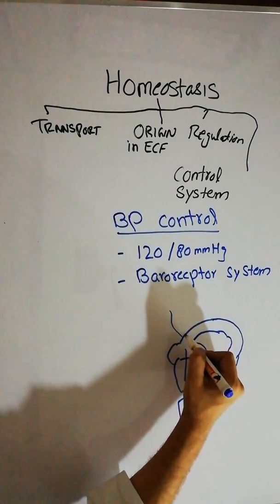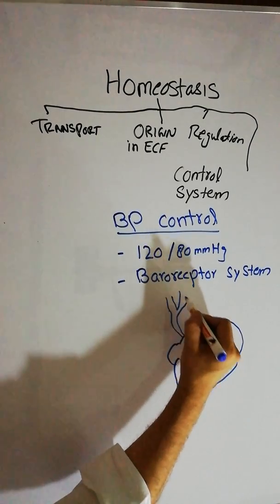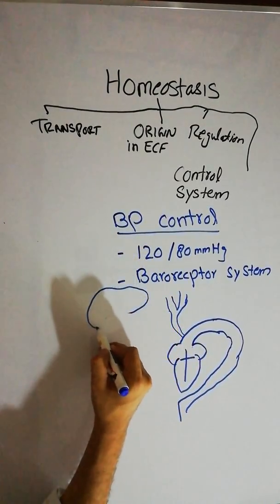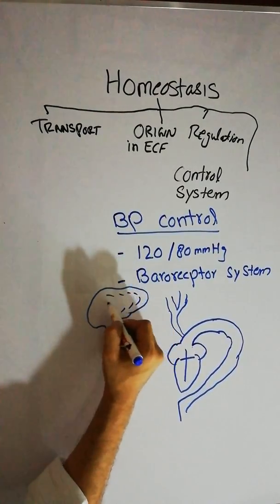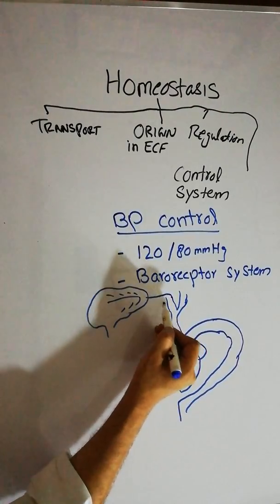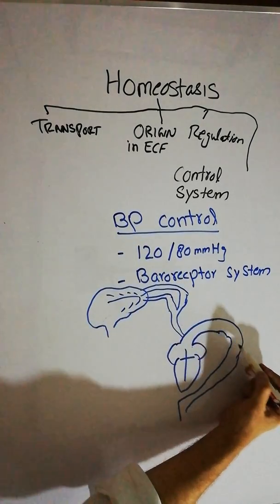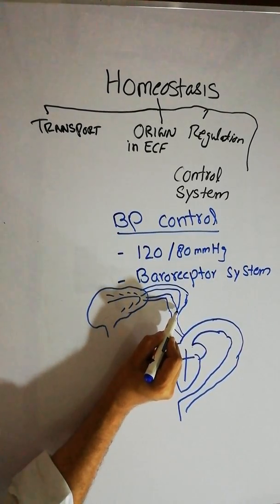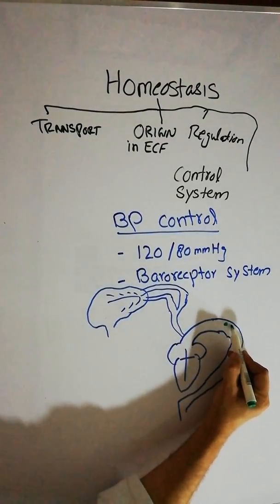Similarly, some branches from the aorta are supplying blood to the brain. This is the human brain. These branches, the carotid arteries, are basically supplying blood to the brain. This is the aorta. In the arch of the aorta, and at the bifurcation level of the carotid artery, there are some receptors known as baroreceptors.